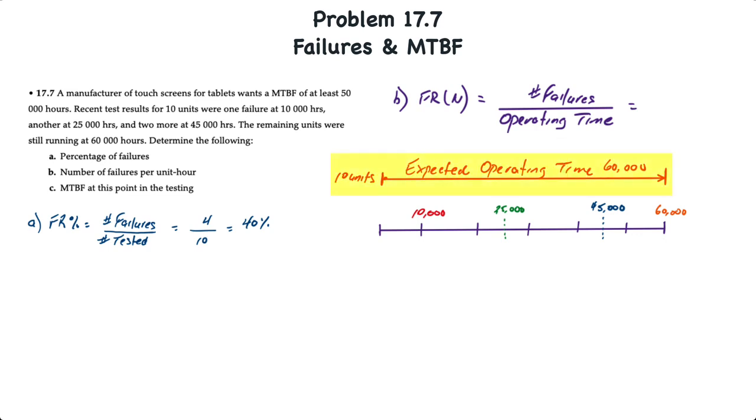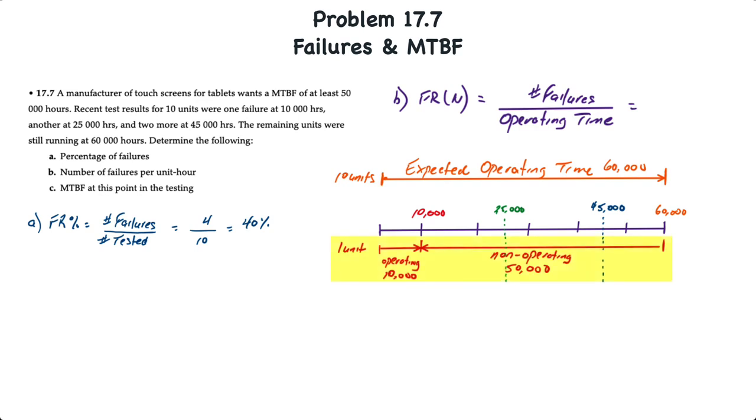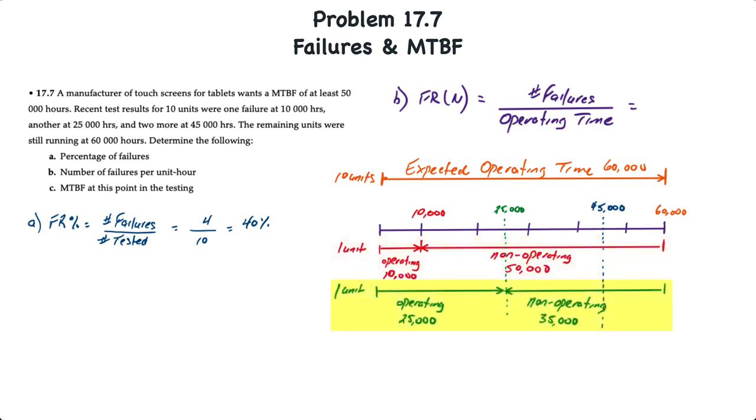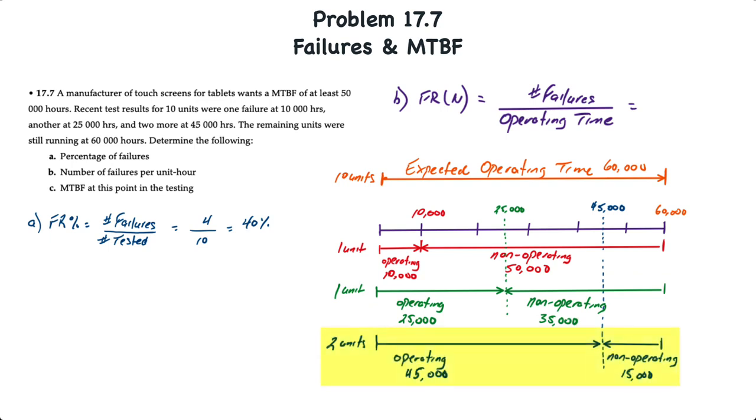So we have 10 units that were put into testing for 60,000 hours. The first unit failed at 10,000 hours, which means its operating time was 10,000 hours, and that its non-operating time was 50,000 hours. We had another unit fail at an operating time of 25,000 hours, which means its non-operating time was 35,000.